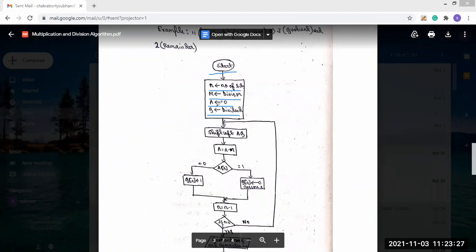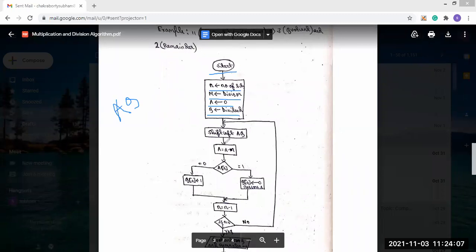We will directly perform shift left AQ. That means we will left shift A and Q. We have already seen the right shift, but now we will see the left shift. So after initialization, we will shift left AQ.